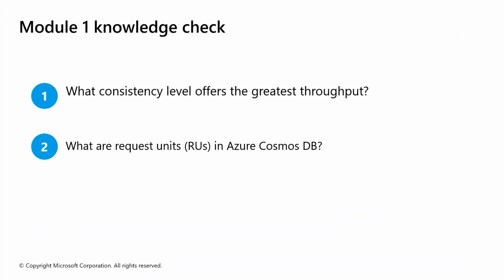So taking a look at the knowledge check questions, let's go through these. What consistency levels offer the greatest throughput? I want to pause the recording for a second and check that.